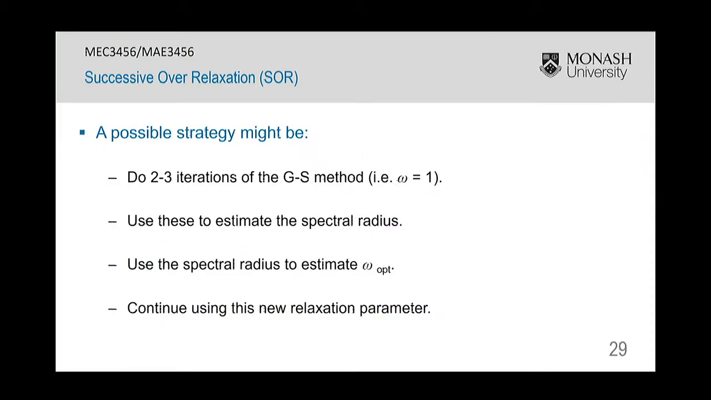So a possible strategy for doing this in practice is to do 2, probably 3 iterations of the Gauss-Seidel method. In other words, use omega equals 1, use these to estimate the spectral radius, use the spectral radius to estimate the optimal value of omega, and then use this value of omega as a new relaxation parameter. Or you could think of coming up with some similar strategy, where you modify the optimal parameter as you went along.